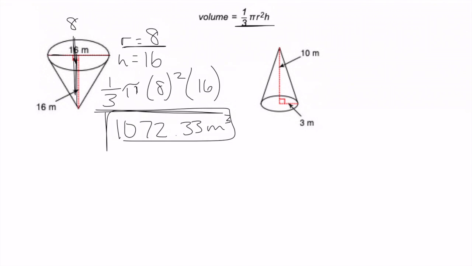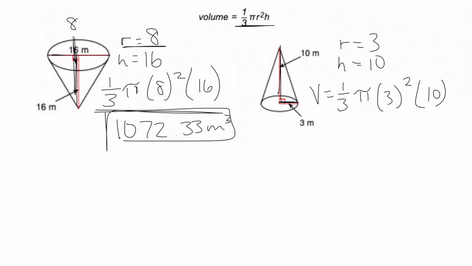All right, so we're going to follow those same steps on each of these problems. So our radius in this one is going to be 3. Our height is 10. So that means volume equals 1/3 pi times our radius of 3 squared times our height of 10. Plug that all in, we get a volume of 94.25 meters cubed.